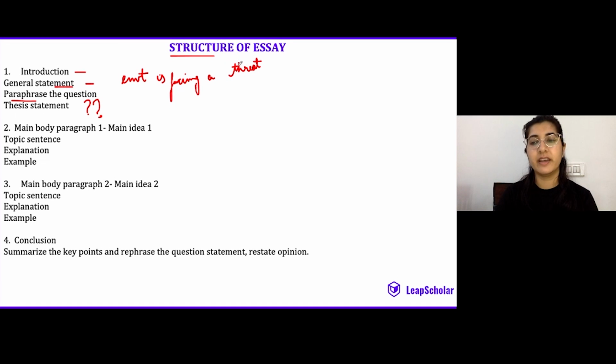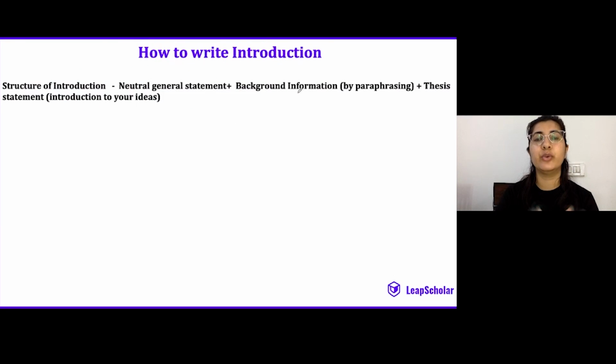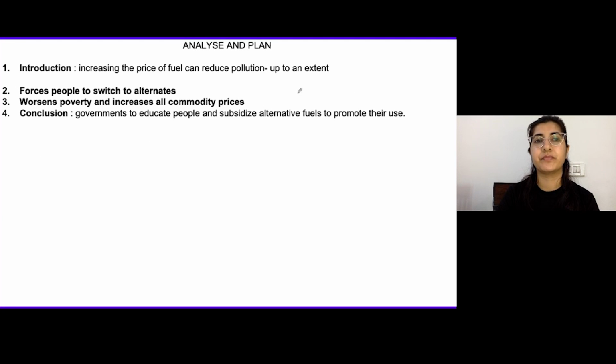Perfect. So this is actually how my rough sheet would look. For the introduction, I would write increasing the price of fuel can reduce pollution, however, up to an extent. That's my opinion. And then my 2 and 3 here are my body paragraphs. In my second body paragraph, I'm writing one reason which supports this because I'm partially agreeing. It forces people to switch to alternatives. That is my reason. Eventually it makes sure that the pollution level or the emissions go down.